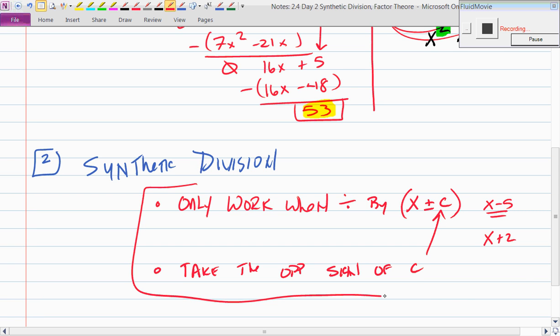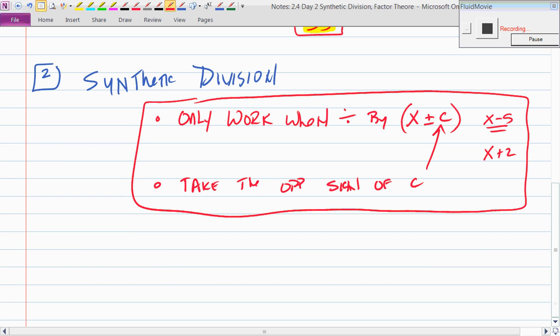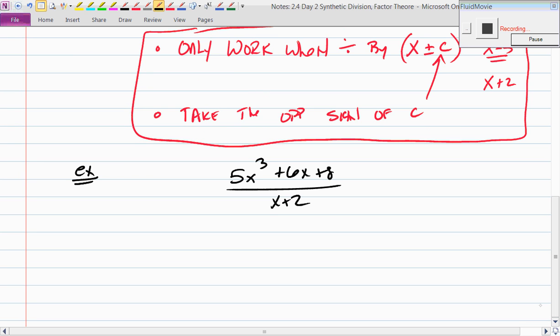So you have to keep these two things in mind when using synthetic division. All right? It can only be used when you're dividing by a binomial with a degree of 1. And you take the opposite of c. So let's do a little example to solidify what we're talking about. If I want to do 5x cubed plus 6x plus 8, I want to divide this all by x plus 2. All right, first of all, am I even allowed to use synthetic division? How do you know?